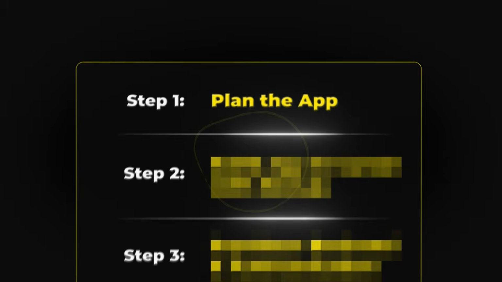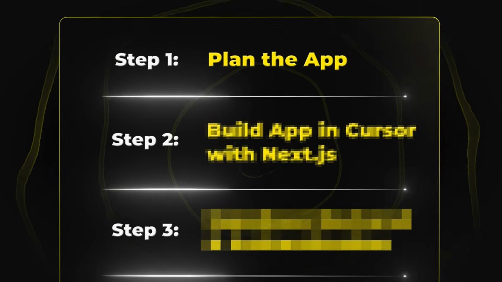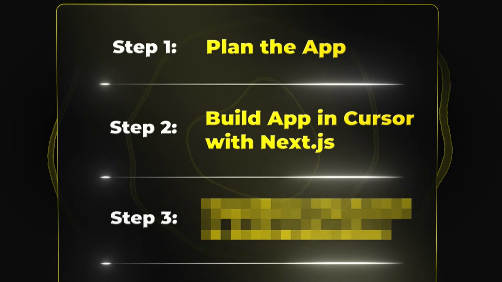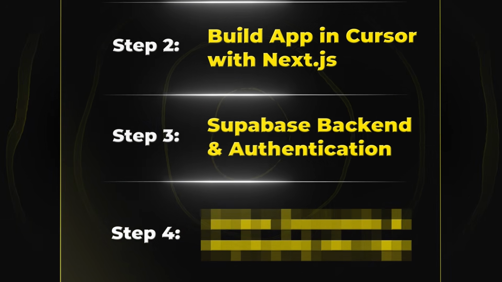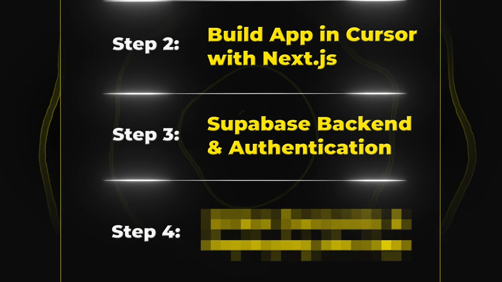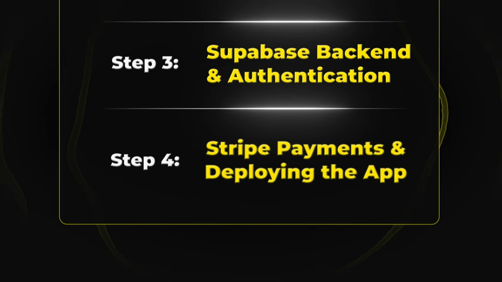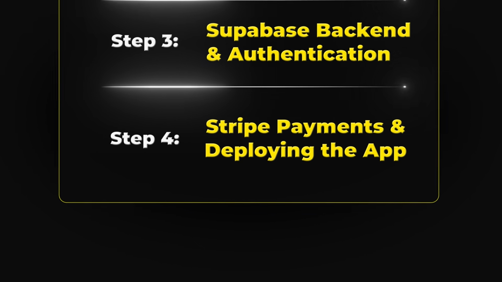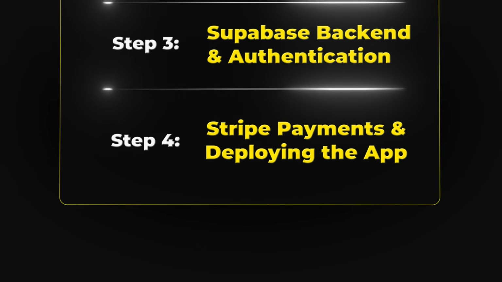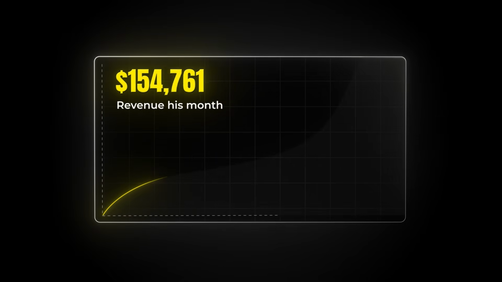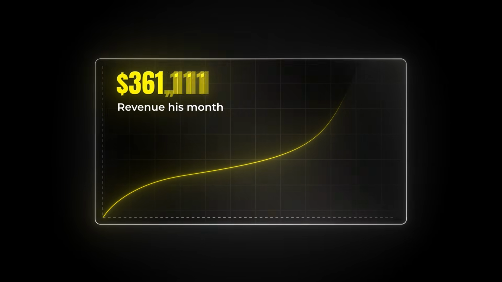In step 1 we're going to plan the app. In step 2 we're going to build the app in Cursor with Next.js. In step 3 we are connecting the backend and the authentication using Supabase. And finally, in step 4, we're going to set up the Stripe payments and deploy the app live using Vercel. And by the end, you will have a working SaaS up and running with no coding required.